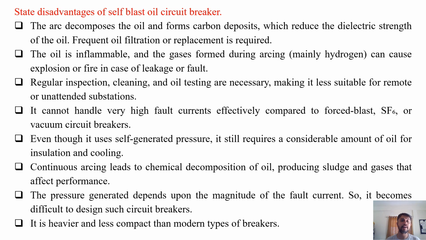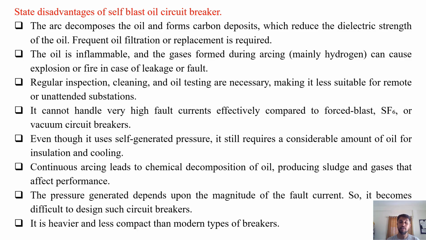State disadvantages of self-blast oil circuit breaker. There are several disadvantages of this type of breaker. Some of them are discussed here. The arc decomposes the oil and forms carbon deposits, which reduces the dielectric strength of the oil. So frequent oil filtration or replacement is required. The oil is inflammable and the gases formed during the arcing, mainly hydrogen, can cause an explosion or fire in case of leakage or fault.